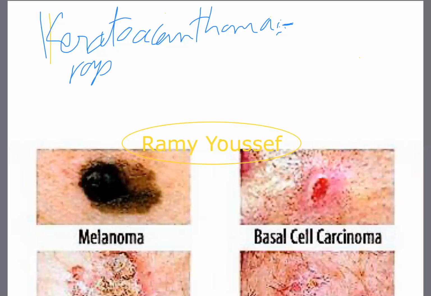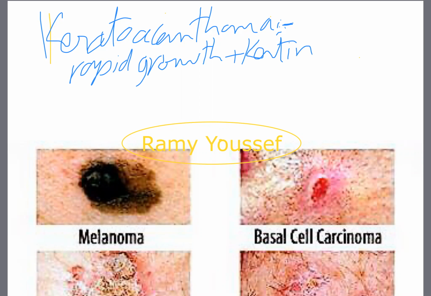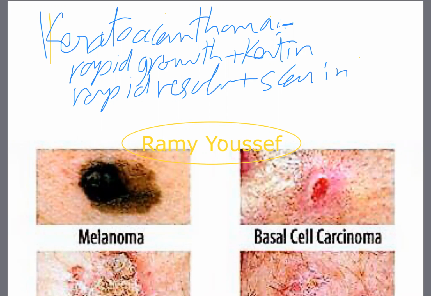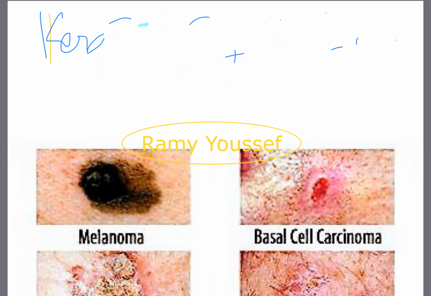So rapid growth plus keratin, followed by rapid resolve plus scarring. Sometimes they tell you large friable keratin. And this is keratoacanthoma. This is the key point in it: rapid growth, rapid resolve with scarring.